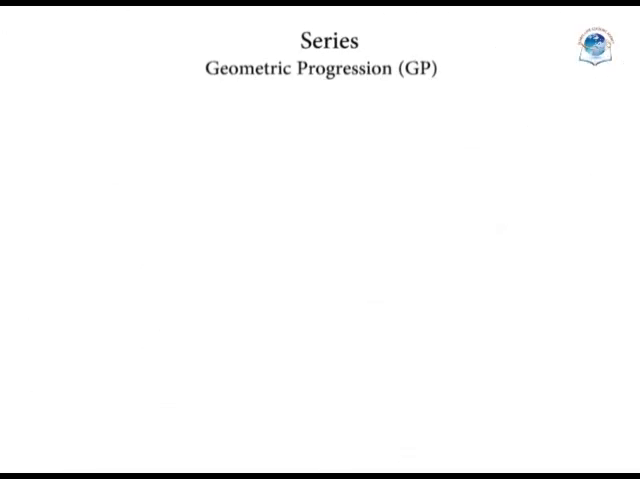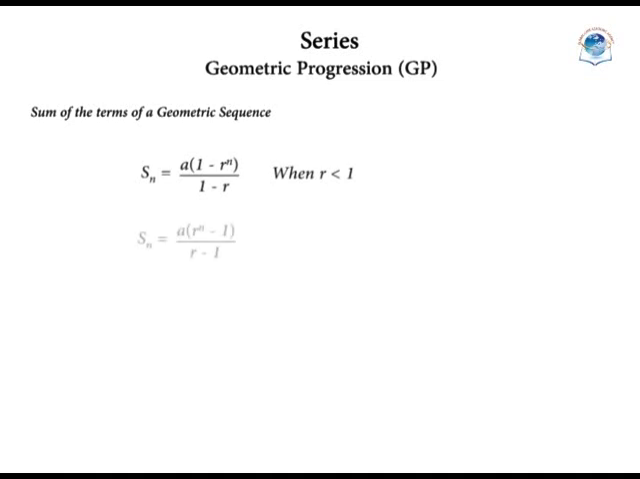Geometric progression. The sum of a definite number of terms of a geometric sequence is called a geometric progression, or GP. The sum of the first n terms of a GP is given by Sn is equal to A into 1 minus R raised to n over 1 minus R when R is less than 1. And A into R raised to power n minus 1 everything over R minus 1 in cases where R is greater than 1.